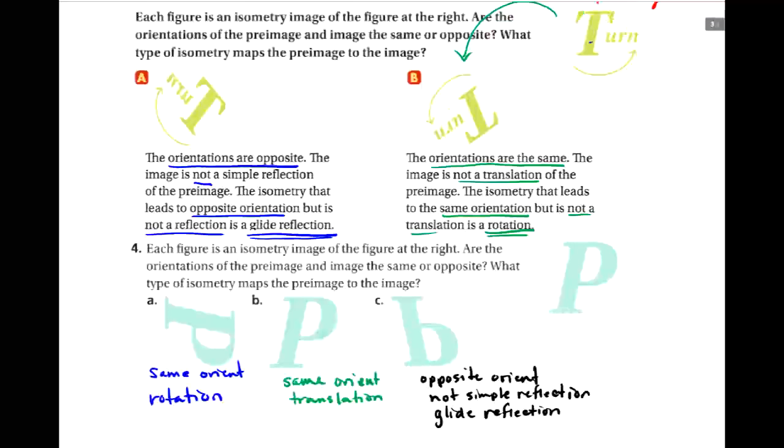Okay, hopefully these were easy to see. It says each figure is an isometry image of the figure at the right. What are the orientation and what type of isometry do we have? So this first one here, we notice we have the same orientation, right? Our P is going the same direction. Well, how could we get it there?